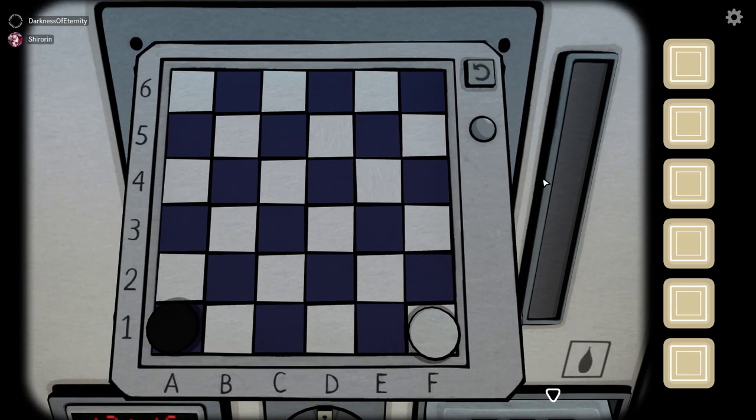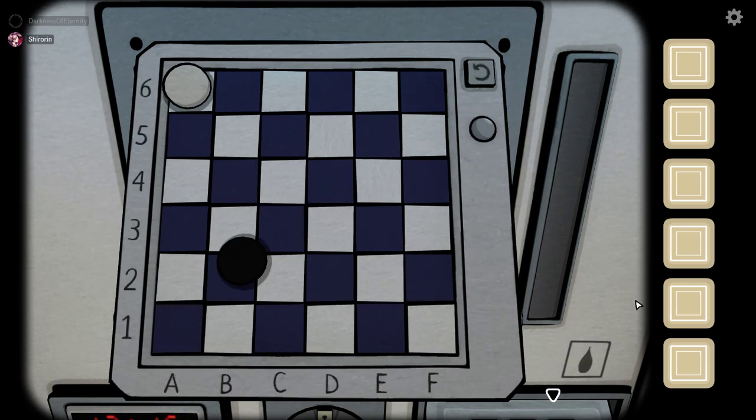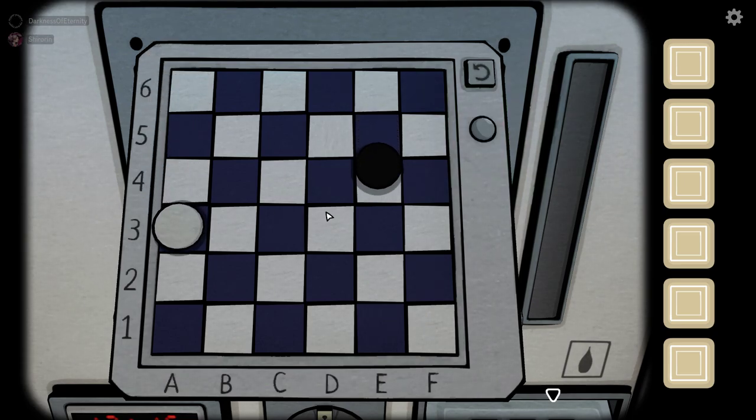Yeah, so you move the white one. You go to A6. White? A6? Yeah. A6. Okay. Black. The black one? E5. Okay, so the white is A3. A3. Black is E1.